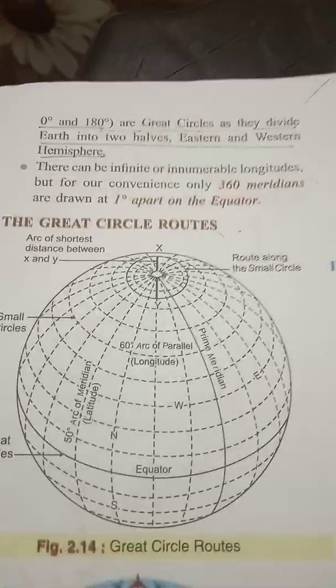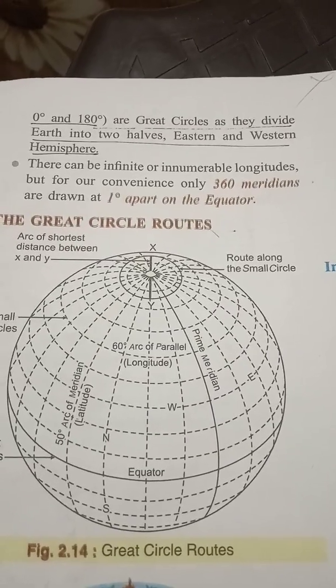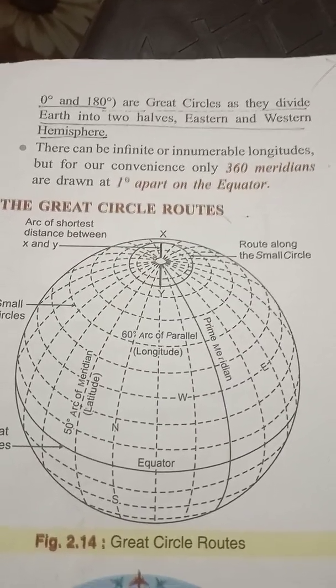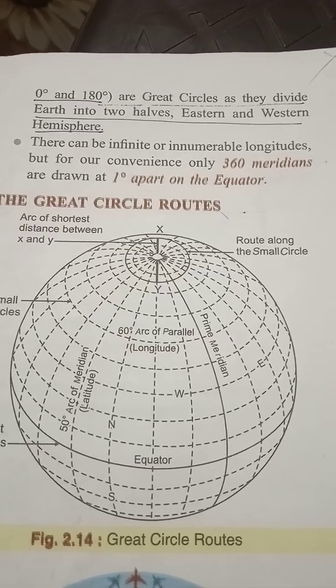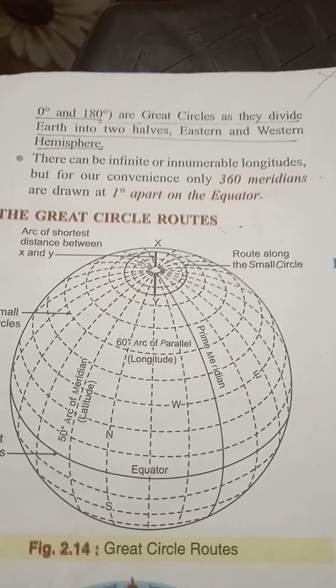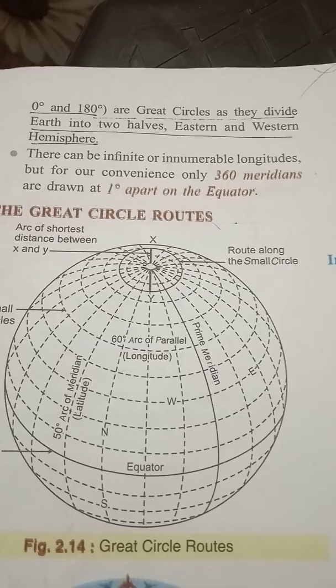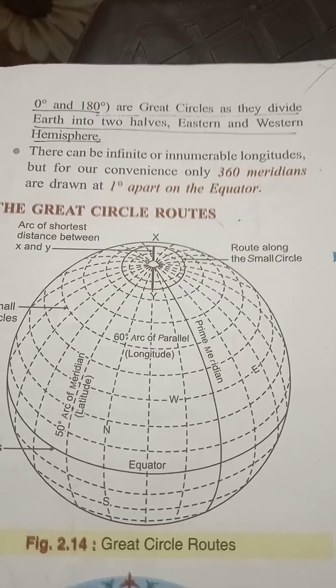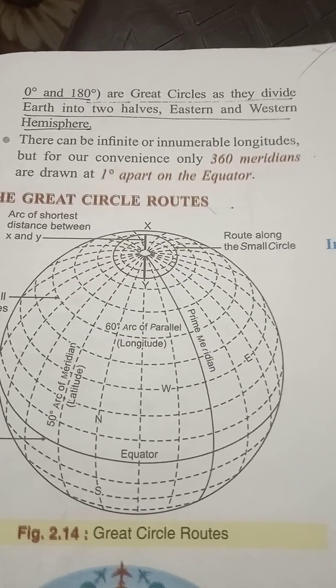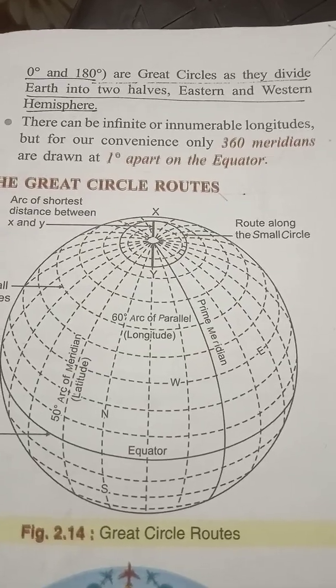So two meridians, one on each opposite side, together form a great circle and divide the earth into two halves, eastern and western hemisphere. Of course there can be infinite or innumerable longitudes, but for our convenience only 360 meridians are drawn at 1 degree apart on the equator.